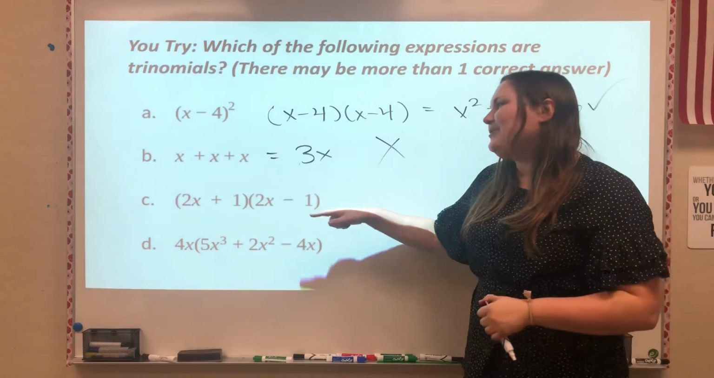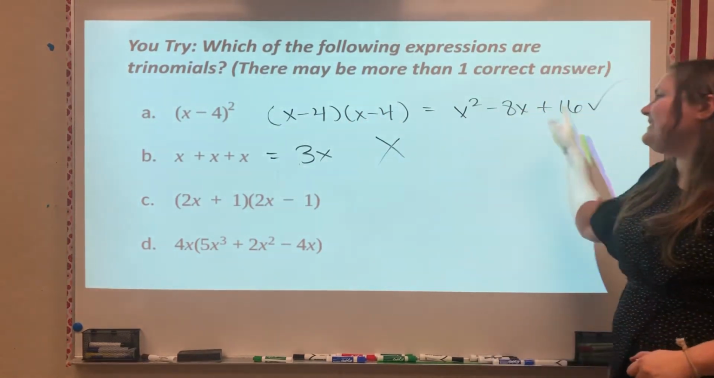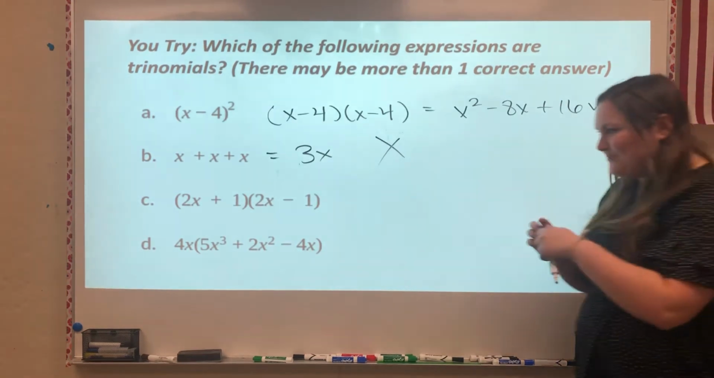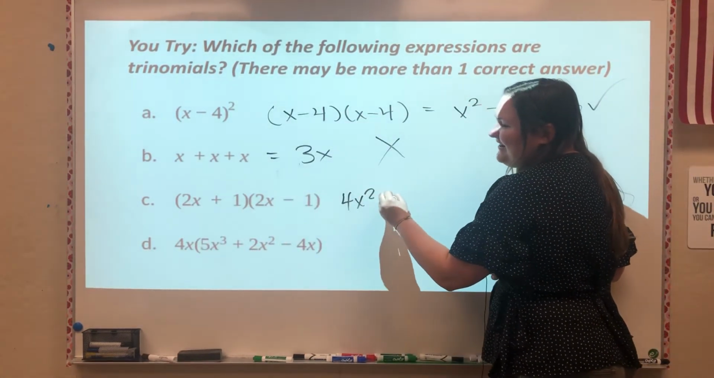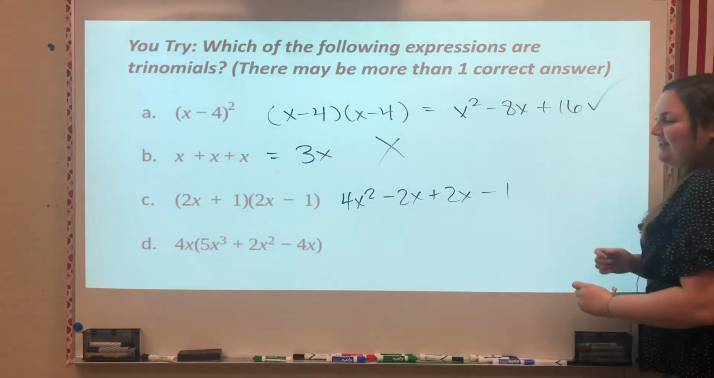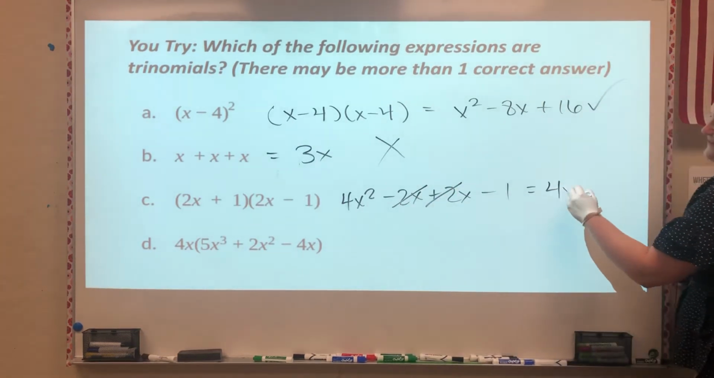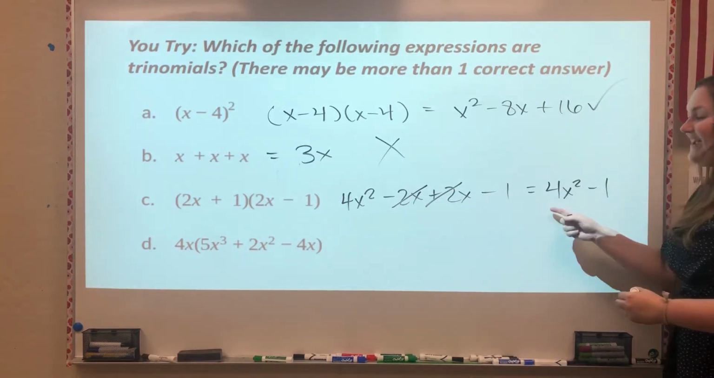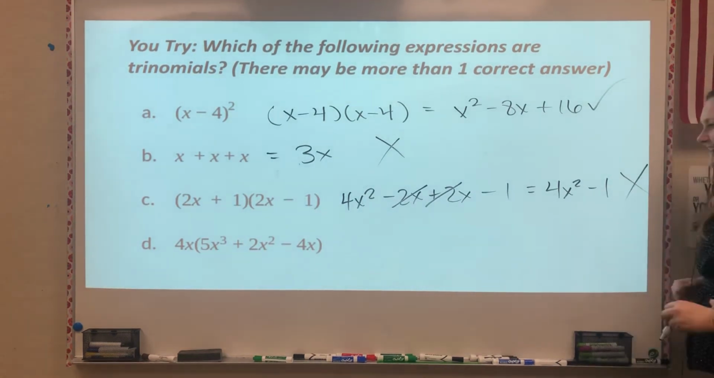This one here, when you multiply it out, it's tempting to say, it's going to look similar to this. There's going to be 3 terms. But if you multiply it out, you get 4x squared minus 2x plus 2x minus 1. Those x's in the middle are going to cancel, which means you're just left with 4x squared minus 1. Not a trinomial. That's a binomial. There's 2 terms. So not this one.